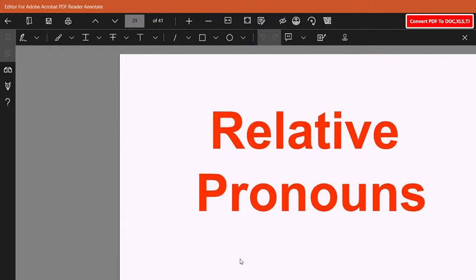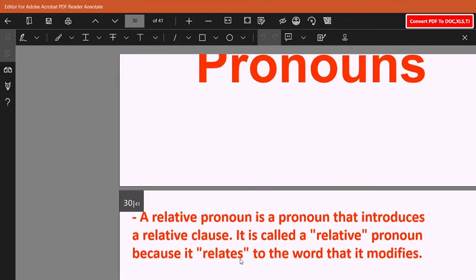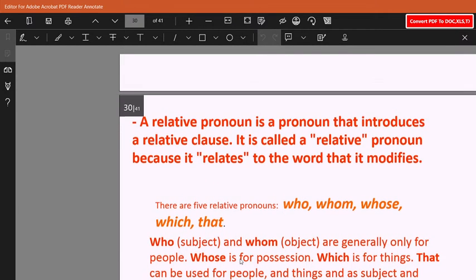Then comes relative pronouns. The name suggests it is denoting some relations. So let's see what is written there. A relative pronoun is a pronoun that introduces a relative clause. It is called a relative pronoun because it relates what I was telling you to the word that it modifies. Here also you can find the same things, who, whom, whose, but here instead of denoting any kind of questions, these pronouns are actually expressing relations between one part of the sentence and a particular noun with the other part, how they are related.